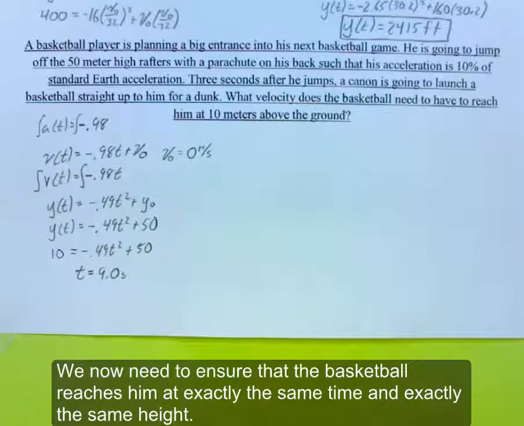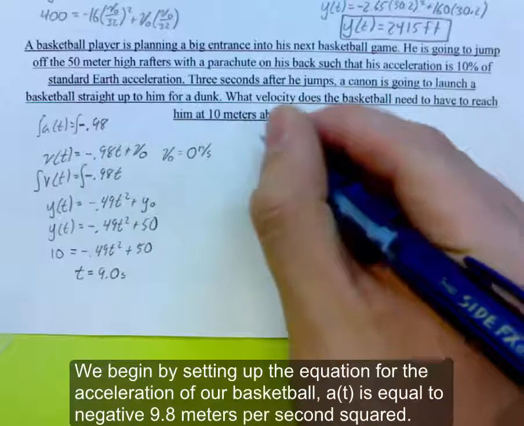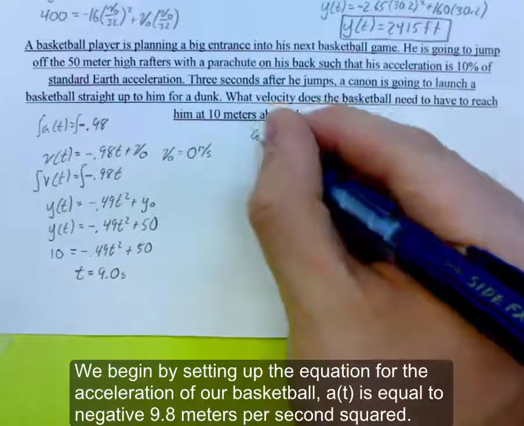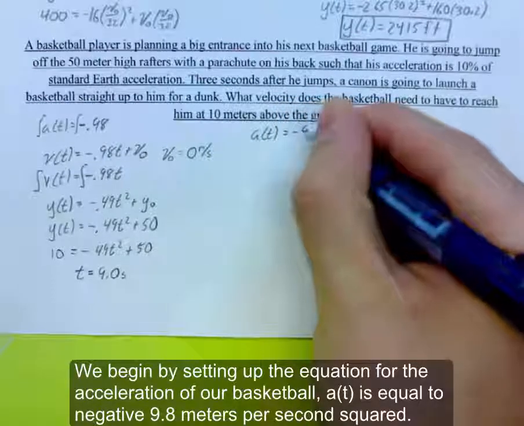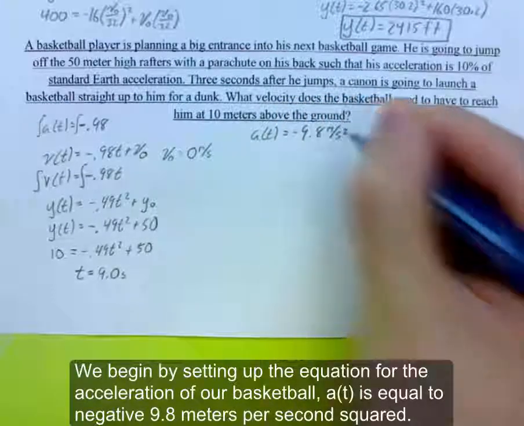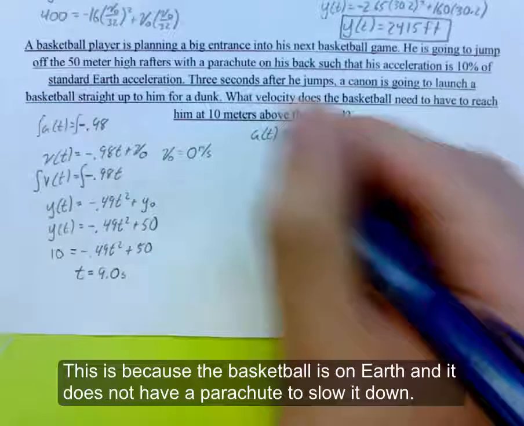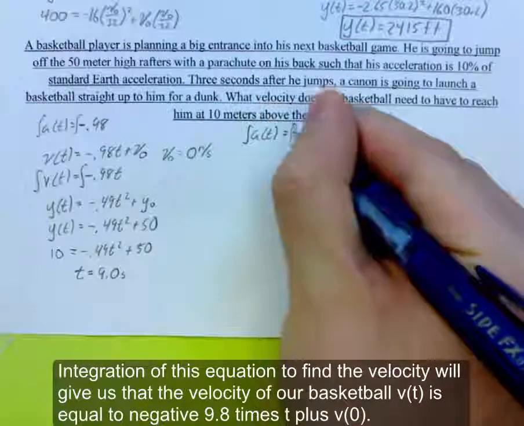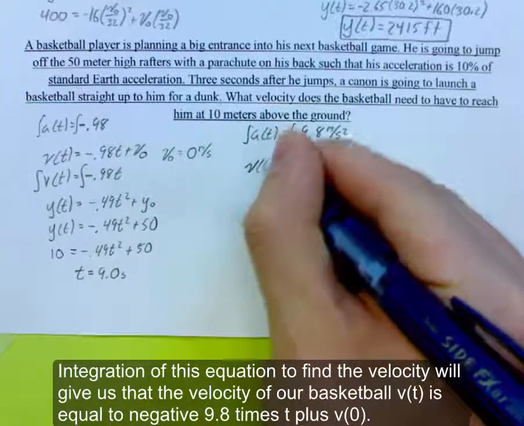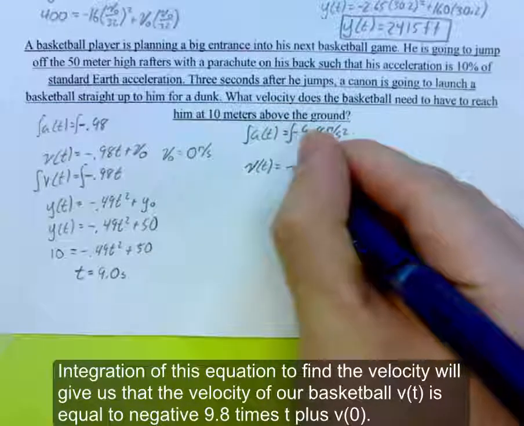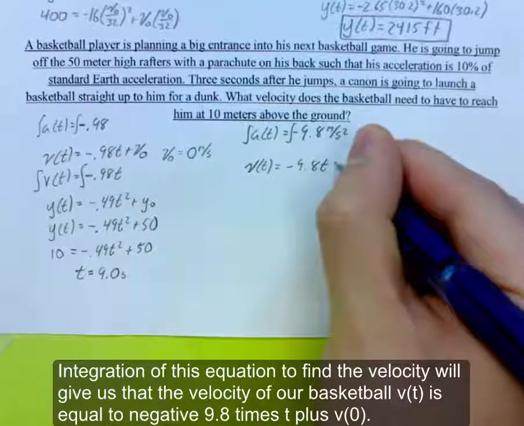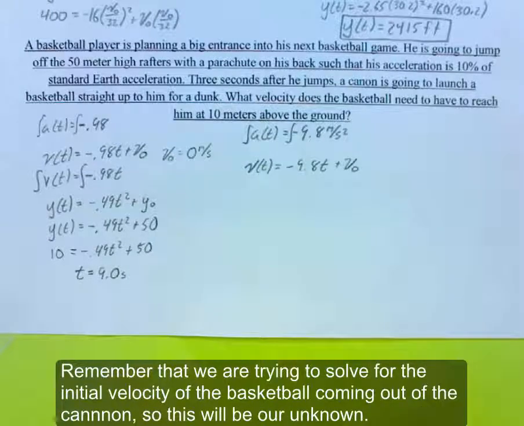We now need to ensure that the basketball reaches him at exactly the same time and exactly the same height. We begin by setting up the equation for the acceleration of our basketball. a of t is equal to negative 9.8 meters per second squared. This is because the basketball is on Earth and it does not have a parachute to slow it down. Integration of this equation to find the velocity will give us that the velocity of our basketball, v of t, is equal to negative 9.8 times t plus v0. Remember that we are trying to solve for the initial velocity of the basketball coming out of the cannon, so this will be our unknown.